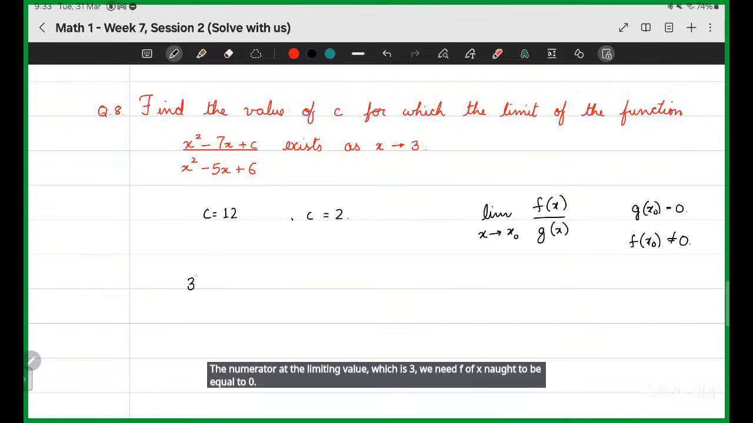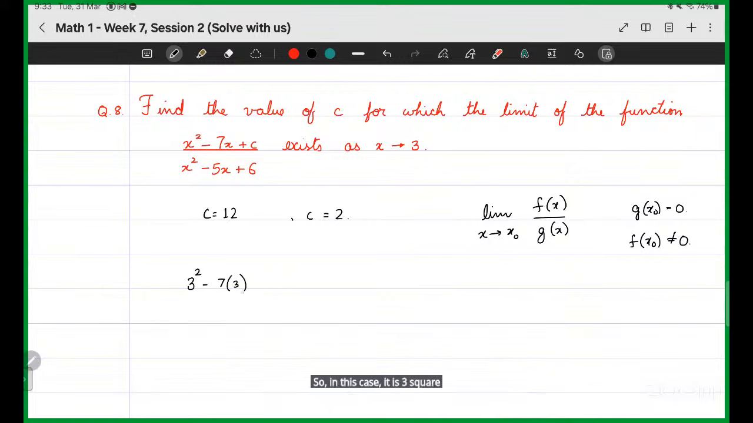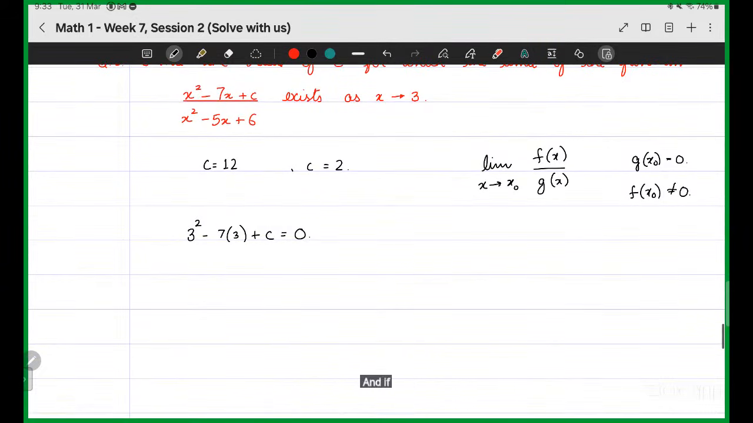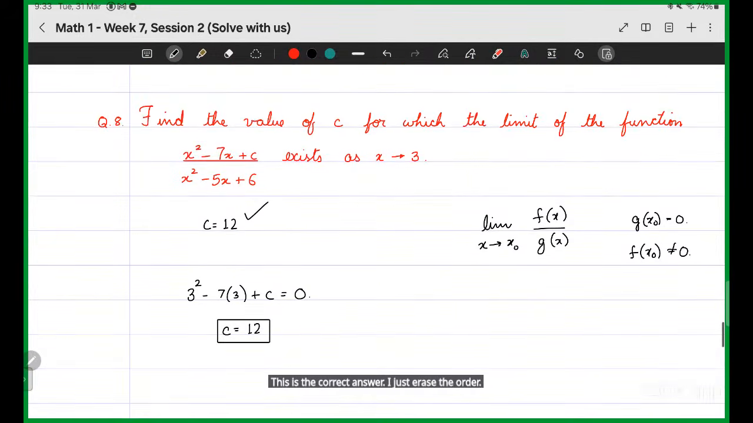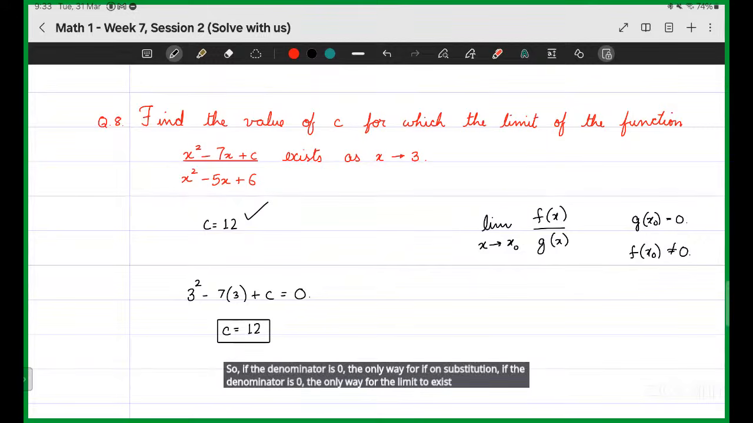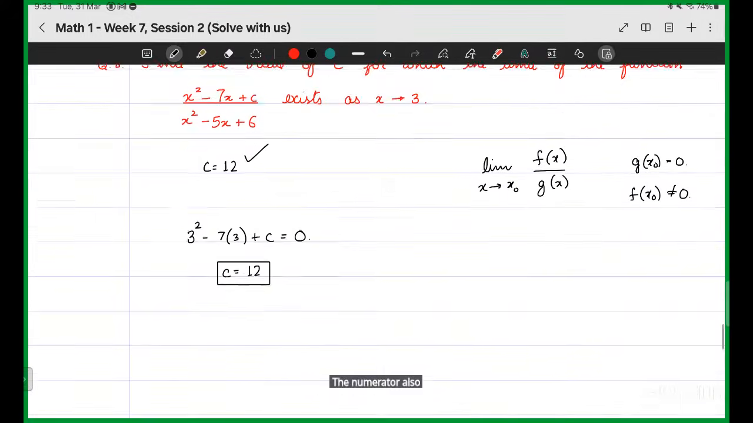So in this case, it is 3 squared minus 7 into 3 plus c is equal to 0, is what we want. And if I simplify this, what will I get? So this is the correct answer. I'll just erase it. All right. Is it clear what we are trying to do? So if on substitution the denominator is 0, the only way for the limit to exist is that the numerator also should vanish.